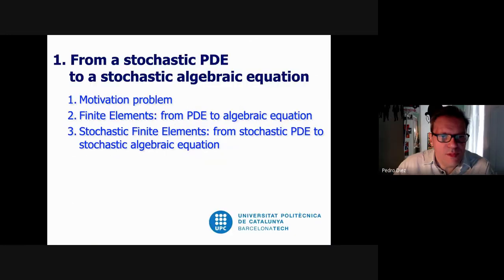The first part of the lecture is about how do we create a stochastic PDE and how this stochastic PDE becomes a stochastic algebraic equation. First, we're going to see a motivation problem. Then we're going to see how finite elements transform PDEs into algebraic equations, which is kind of a recall or reminder of what finite elements do. And then we are going to properly address the question of how a stochastic PDE becomes a stochastic algebraic equation, which is kind of a natural consequence of these 2 factors.